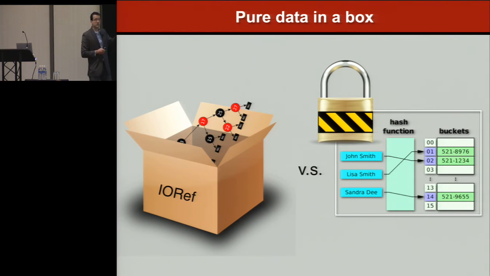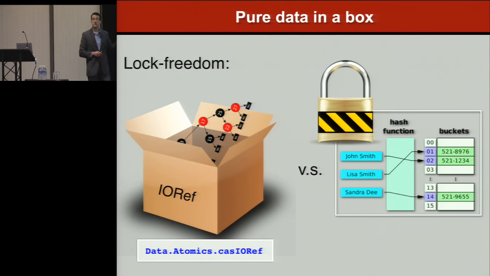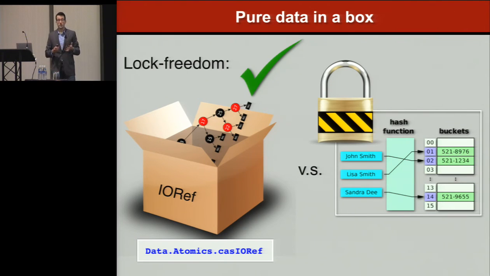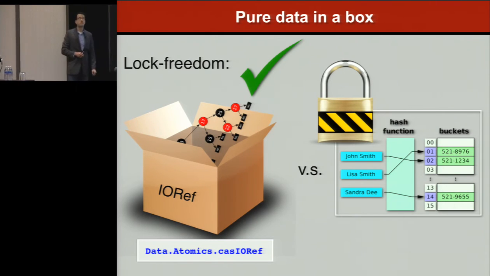There are some advantages of the pure data in a box. For one thing, you get a constant time snapshot of the entire data structure with a single read instruction. But more important for our purposes here is lock freedom. If you use the appropriate atomic operations to access this mutable IO-ref location, you can build lock-free algorithms on top of it, which is great. For those of you who are Haskellers, ask me why atomic modify IO-ref is not suitable for lock freedom.